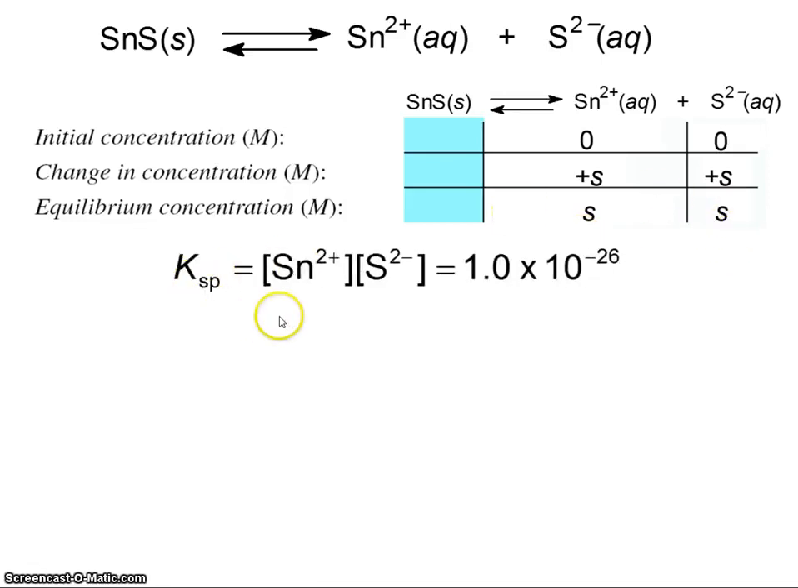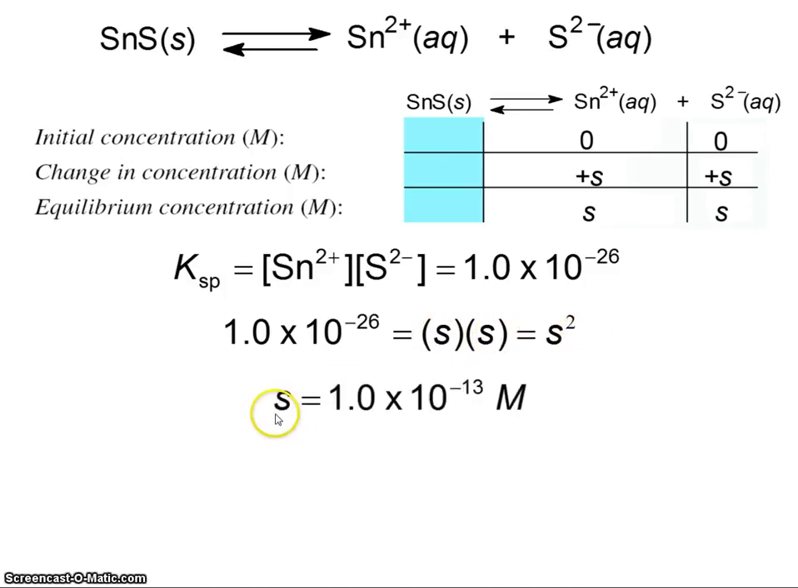My Ksp is going to be the concentration of tin 2 plus times the concentration of S2 minus, which is equal to 1 times 10 to the minus 26. I'm trying to solve for S. So I get 1 times 10 to the minus 26 is equal to S squared. I want S by itself.